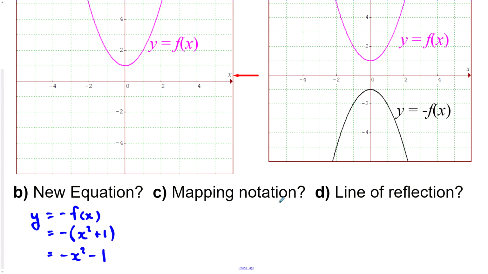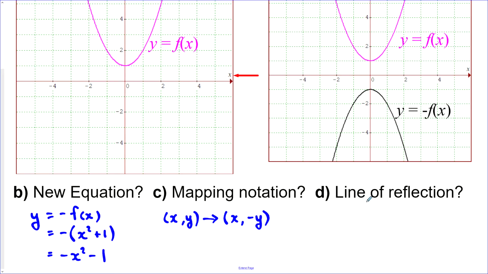Mapping notation. So we start off with every point x, y, and we're giving a map of where those points went. So nothing happened to the x's. That's why everything is still lined up here. So they remain x. But the y's we did change. We took all the y values and we multiplied them by -1. So this would be negative y.